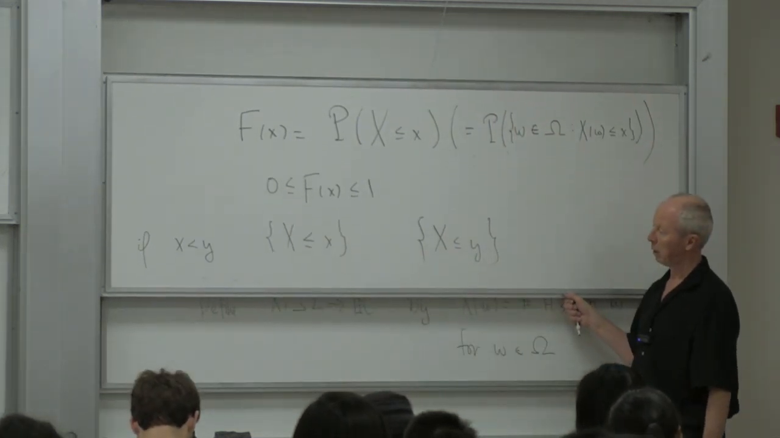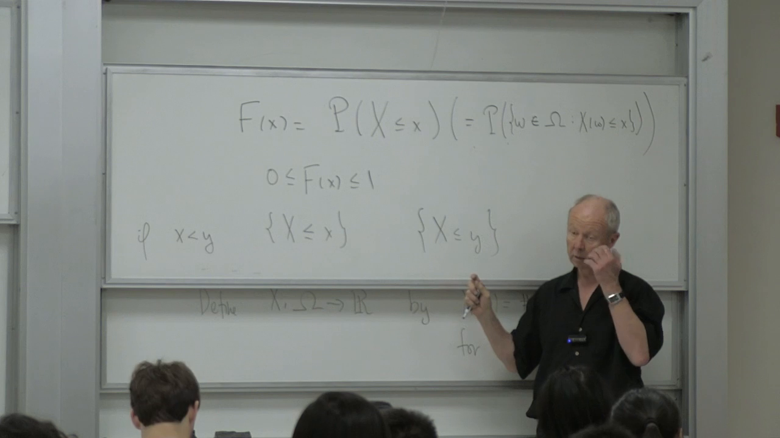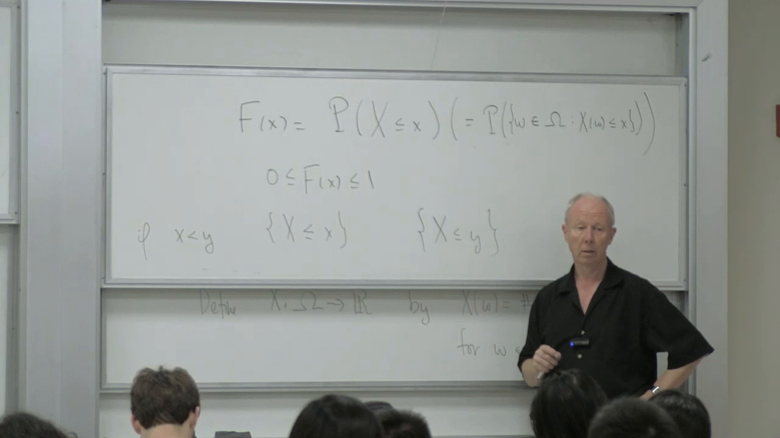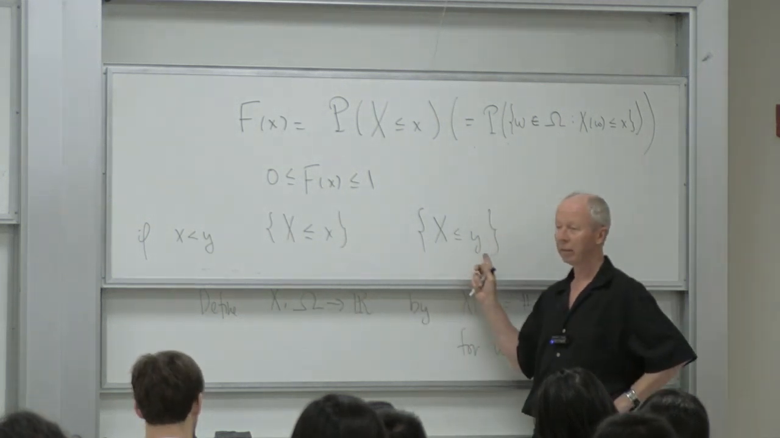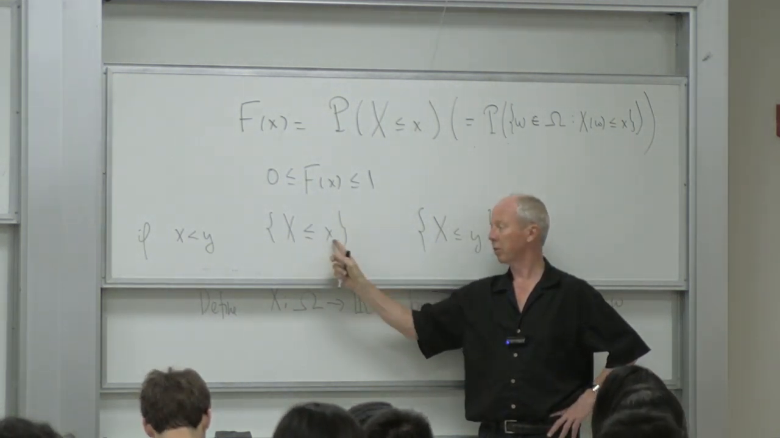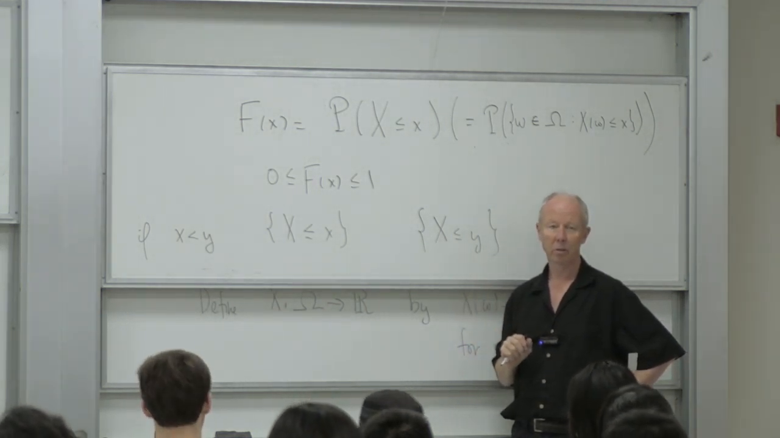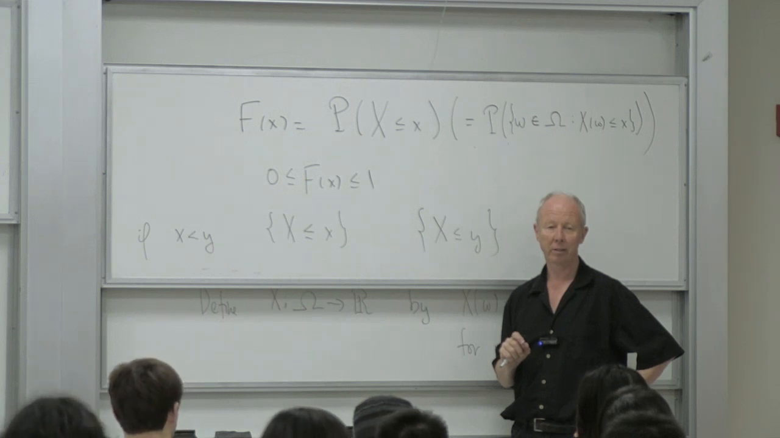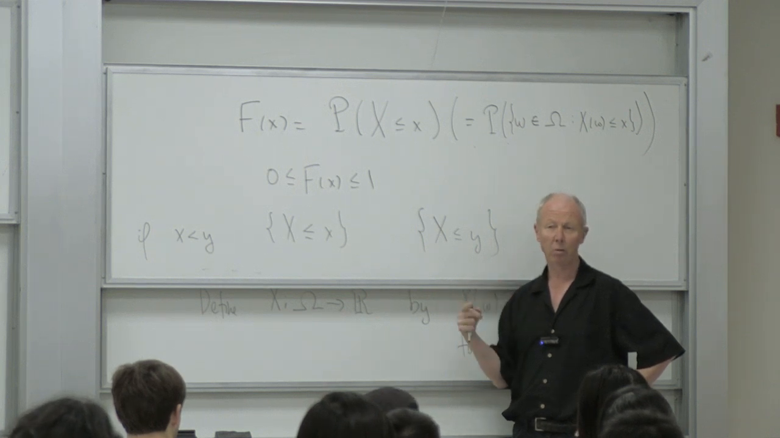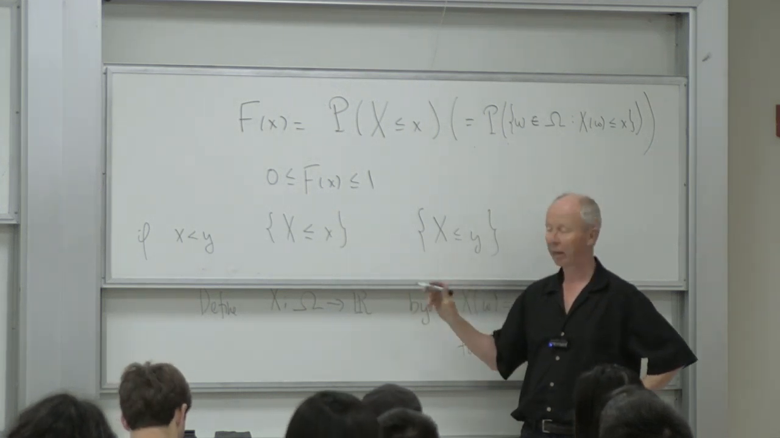If little x is less than little y, can we say anything about the relative size of these two sets? Like if this is 9 and that's 10, look at the set of omegas where capital X of omega is less than or equal to 9, and look at the set where it's less than or equal to 10. Which is harder, be less than 9 or less than 10? Being less than is a restriction, right? So being less than 9 is more restrictive than being less than 10. So this set is a subset of this set.